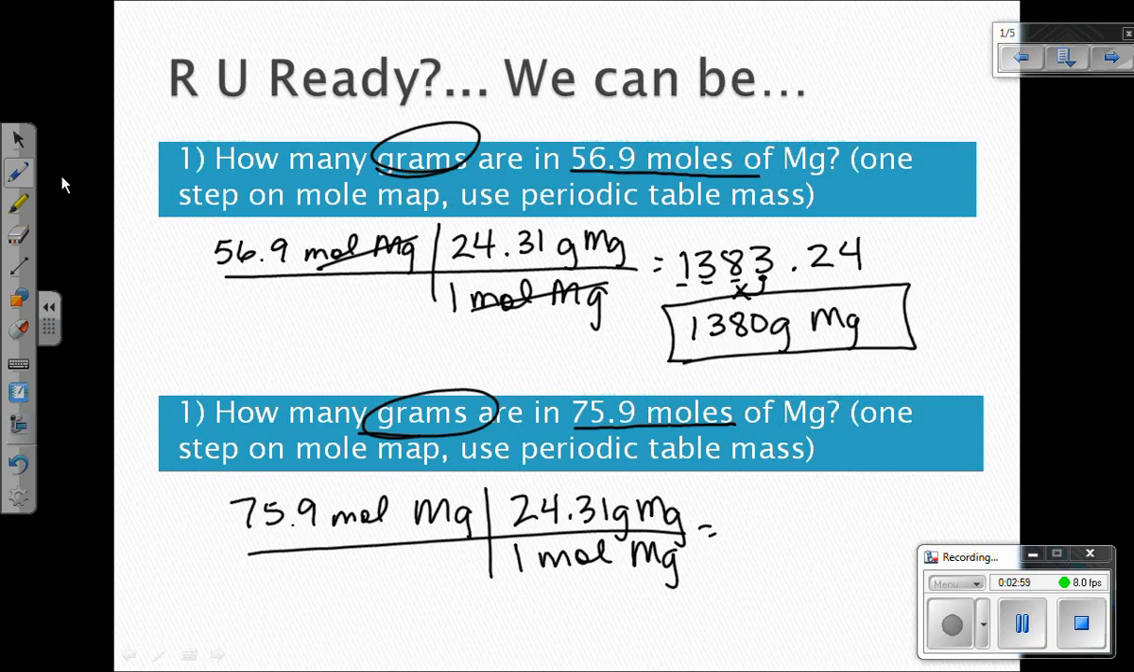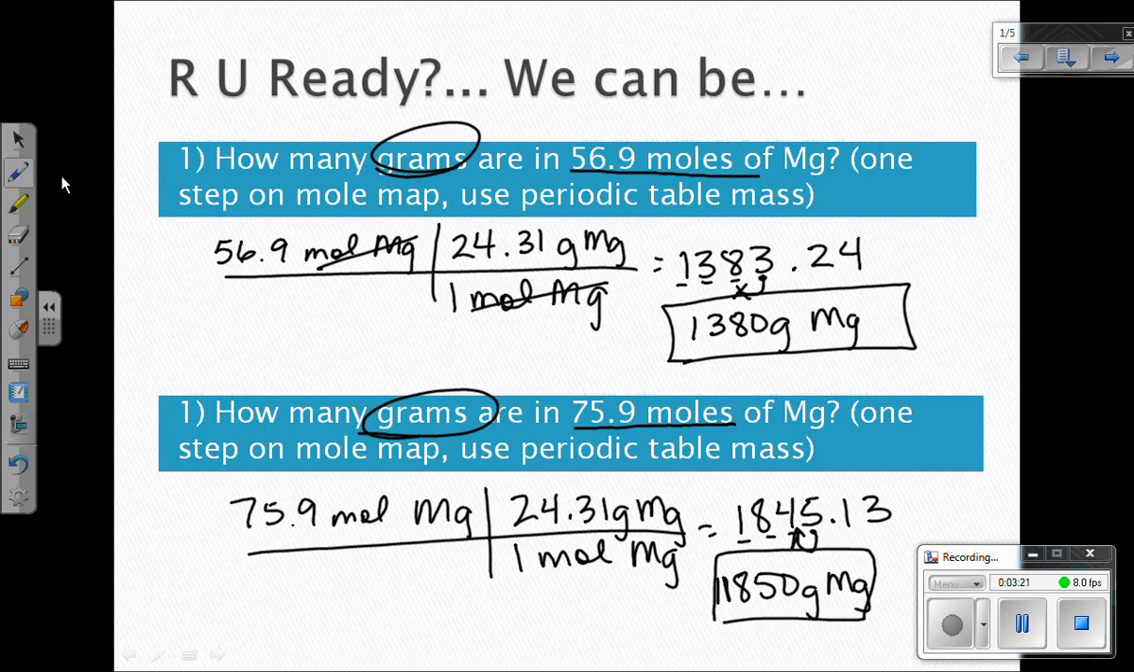Now this one over here, when we do it in our calculator, should have been 1845.13. So again, we do 1, 2, 3, but this one does round that one up. So that's 1,850 grams of magnesium. So you've got to pay attention to all those things as we do these problems.